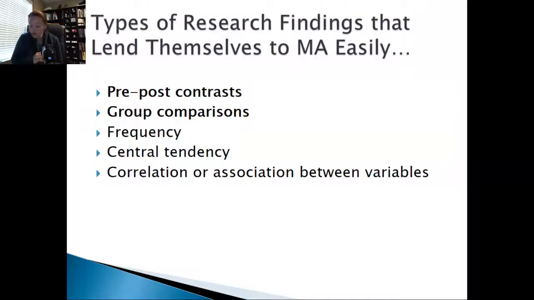And then correlation or association between variables. Here you're looking at whether or not two variables are related to one another. So you're looking at the nature of that relationship. Is it positive? Is it negative? Is it strong or is it weak?